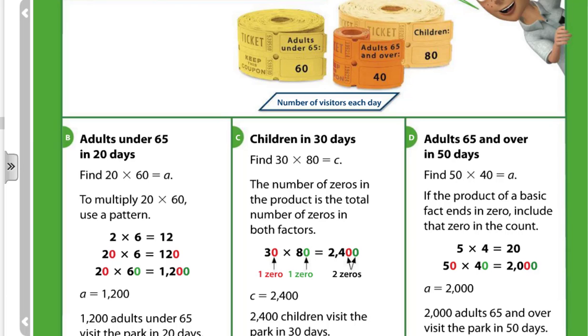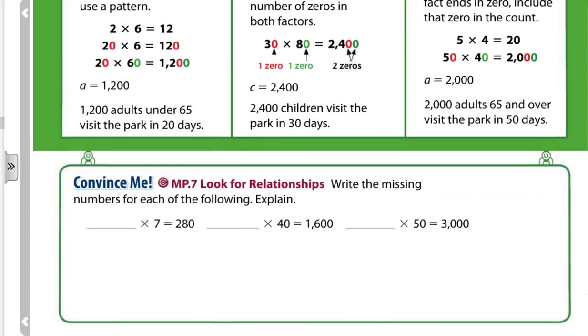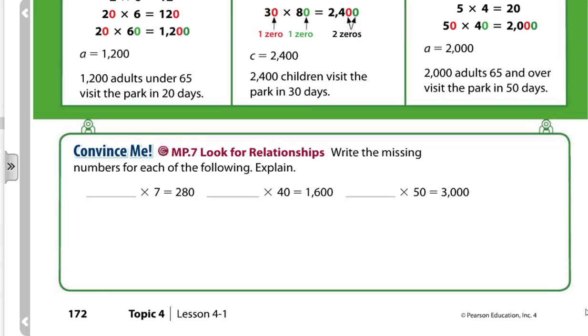Okay. Now let's go down on the same page, and you will find this question. Write the missing number for each of the following. And he wants us to explain. We can explain this orally, and we will write the answer. Okay.